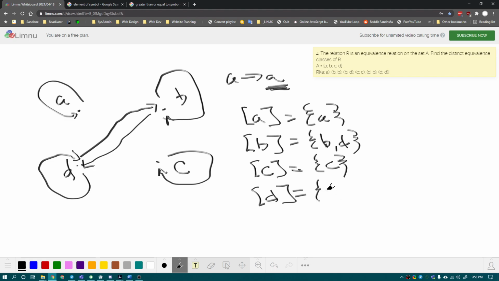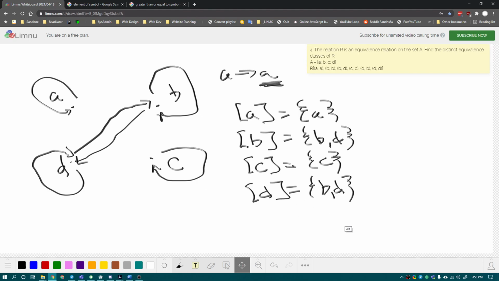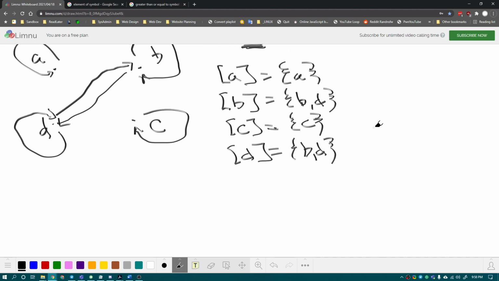D and also B, so I would say BD is equivalent to B. Right, so we just found all of our equivalence classes, but we're not done. They want distinct, right? So if I'm doing this on the test, I'll put distinct.